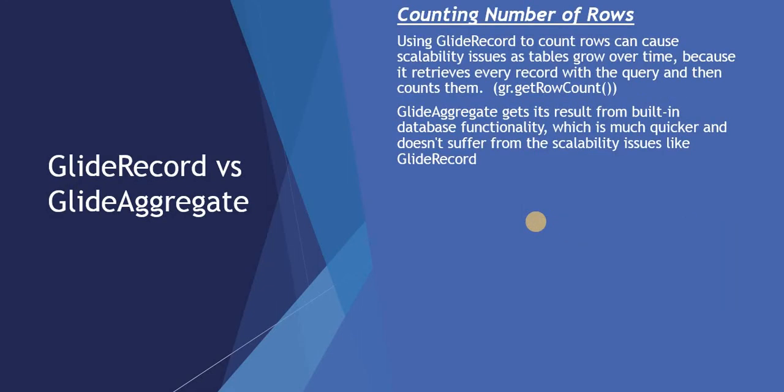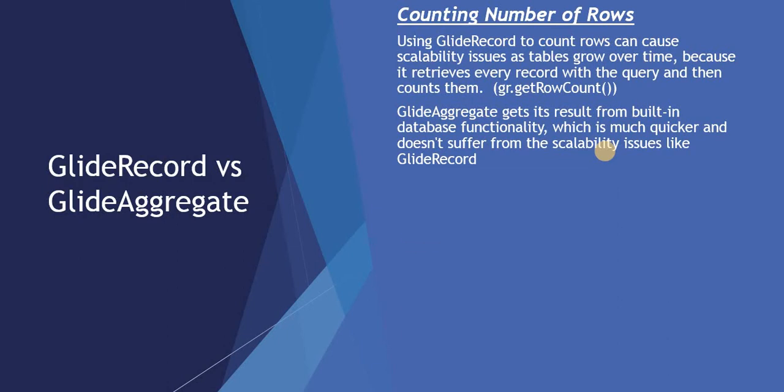Next is GlideRecord versus GlideAggregate. We can count the number of rows through GlideRecord as well as GlideAggregate. So if you are aware of GlideRecord, you can use gr.getRowCount, but GlideRecord has scalability issues because it retrieves each and every record with the query and then counts them. So it does not count all the records in one shot, but does it one by one. Whereas GlideAggregate gets its result from inbuilt database functionality, which is much quicker and doesn't suffer from scalability issues.